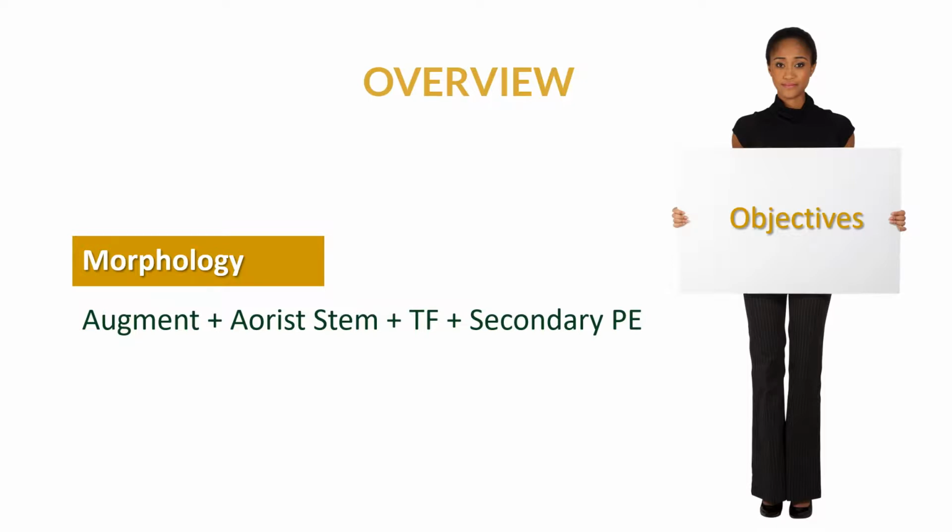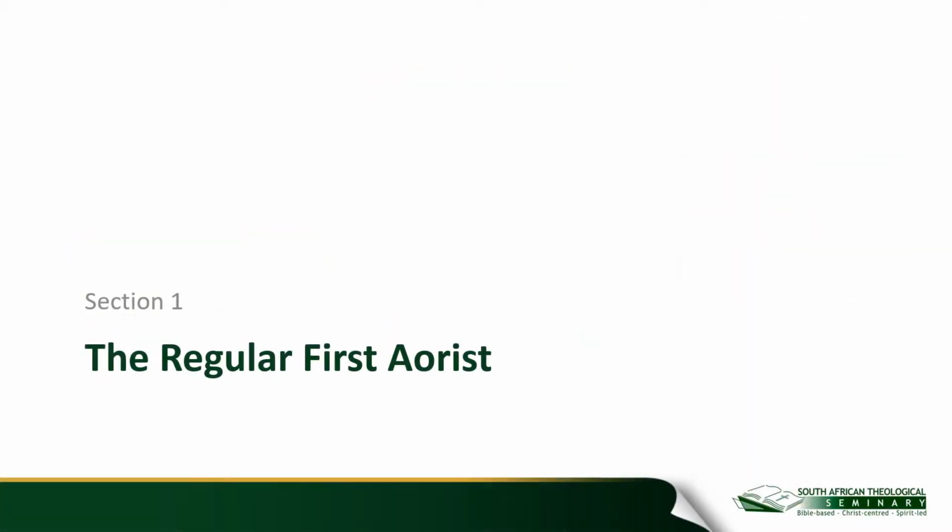We shall first study the regular first aorist, and then we will look at how the stems ending in stops, contract vowels, and liquid consonants form their first aorists. Section 1, the regular first aorist. We shall begin with the regular first aorist, since it is the foundation for understanding how the other tense stems form their aorists.